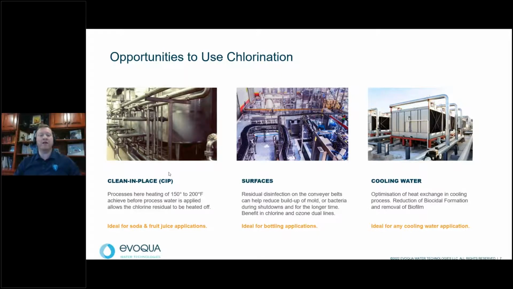When it comes to clean in place, chlorination methods have been used in these CIP applications for a long time, leveraging the residual nature of chlorine to provide disinfection during the entire shutdown period. This method is most successful in applications where the process can then be heated after the disinfection to 150 to 200 degrees Fahrenheit. This allows the chlorine residual to be heated off and thus not have an impact on the taste of the product, but still offers a clean process and unadulterated product. This type of application can be very successful in soda and juice processing facilities, given the heat of the production process.